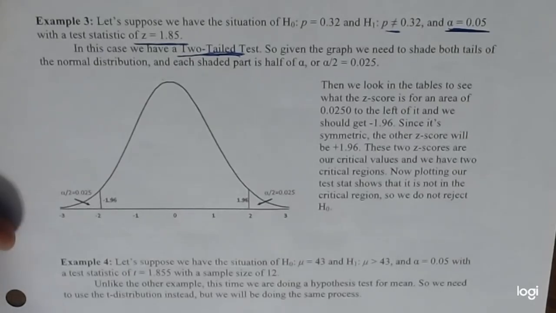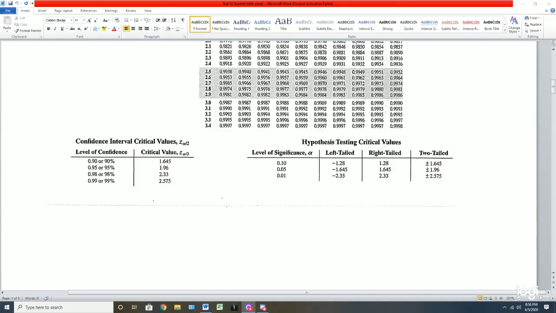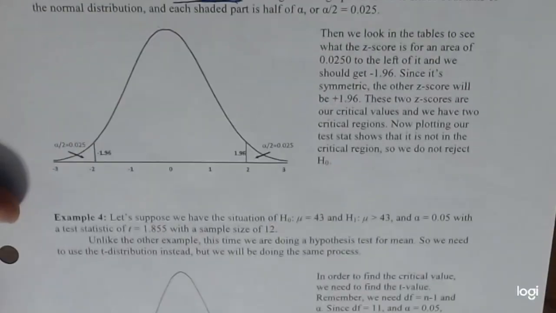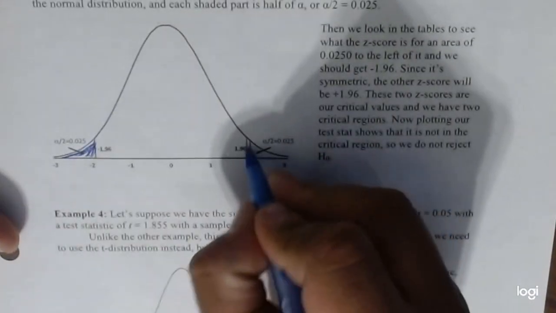We want to see if we reject or do not reject based off this information. The cool thing is that because we're using z's, we can just go back over here. We have an alpha of 0.05, right there. It's a two-tailed test, so notice we have plus or minus, because we have the left side and also the right-hand side. Therefore, we have positive 1.96 and negative 1.96, and that's how we get these values here. These are shaded regions because it's a two-tailed test.